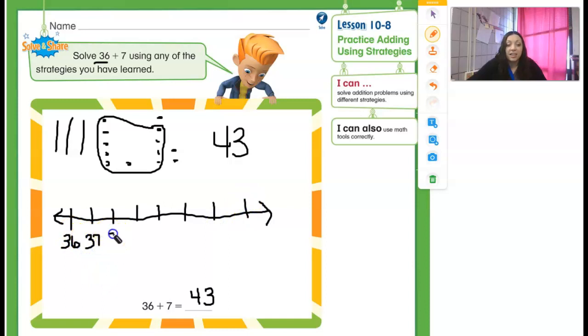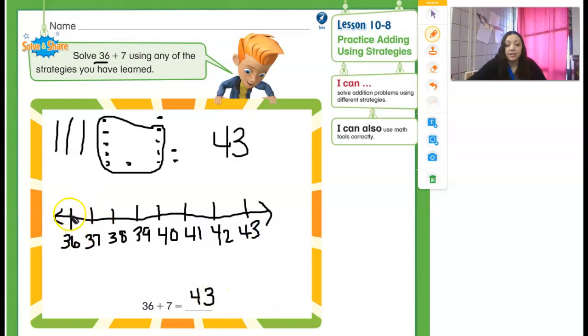37, very good. Then 38, then 39, very good. Then 40, 41, 42, and 43. So I landed on 43.